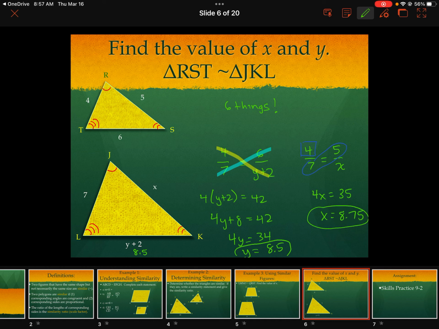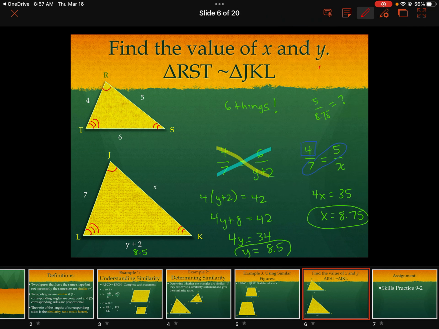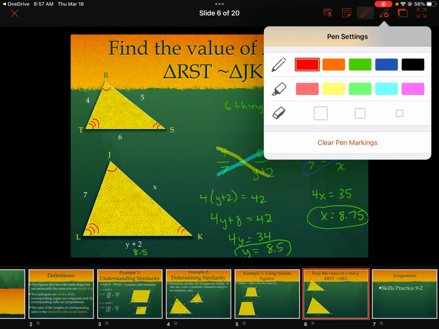Okay, now you can double check your ratios. What is 5 divided by 8.75? What is 6 divided by 8.5? If you type those in your calculator, it's going to tell you that they're both 4/7. That's how you know that you're right.